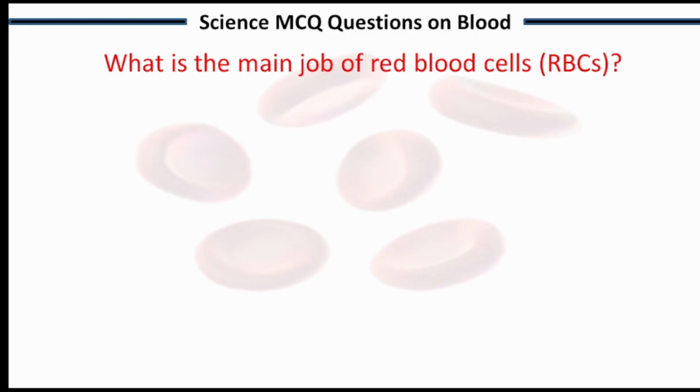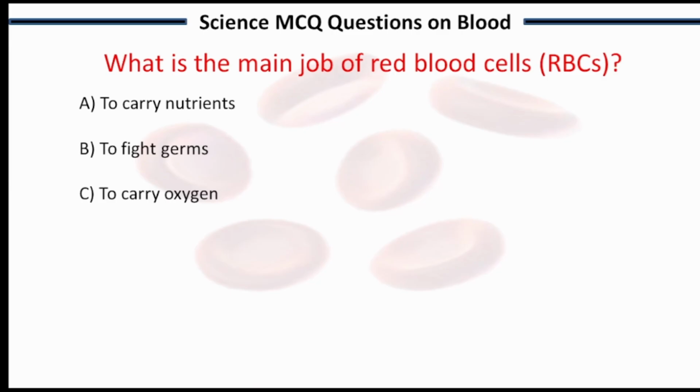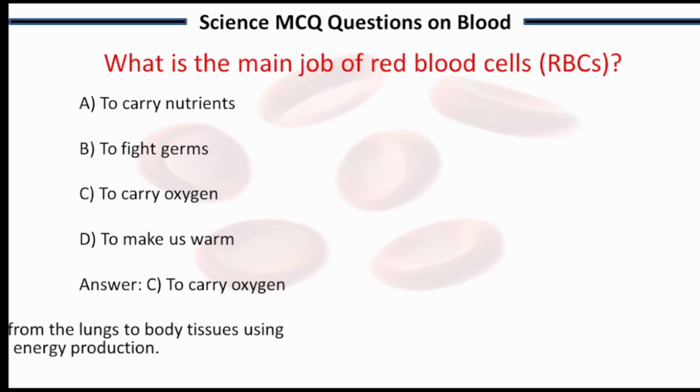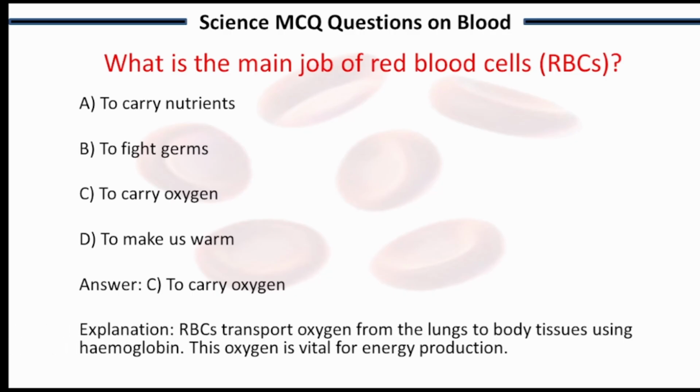Starting with the first question, what is the main job of red blood cells? Option A, to carry nutrients. Option B, to fight germs. Option C, to carry oxygen. Option D, to make us warm. The main job of RBC is to carry oxygen. RBC transport oxygen from the lungs to body tissues using hemoglobin. This oxygen is vital for energy production.